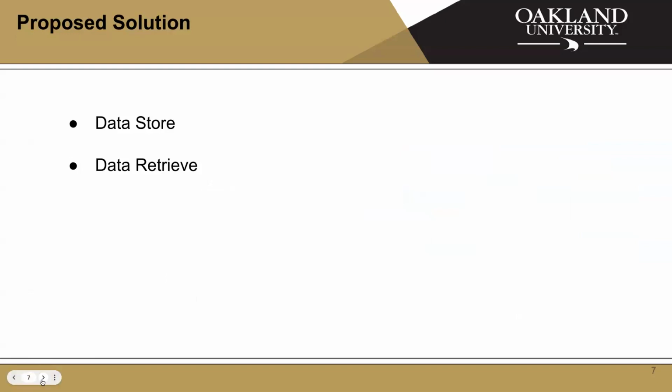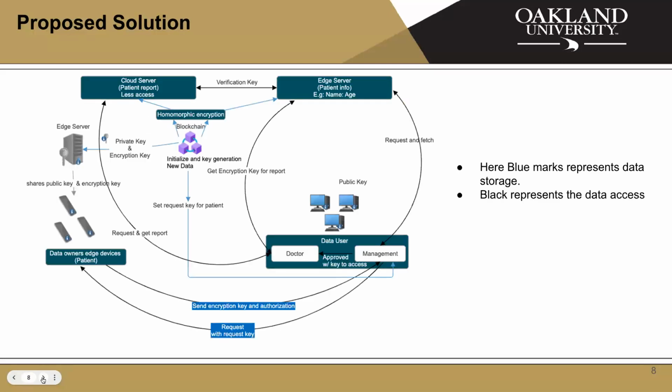Hello, I'll discuss our proposed solution. Our proposed solution is divided into two different tasks. One is data access, and the other is how the data is retrieved from the edge and cloud. This is the overall workflow for our data storage and data access, and the network architecture.